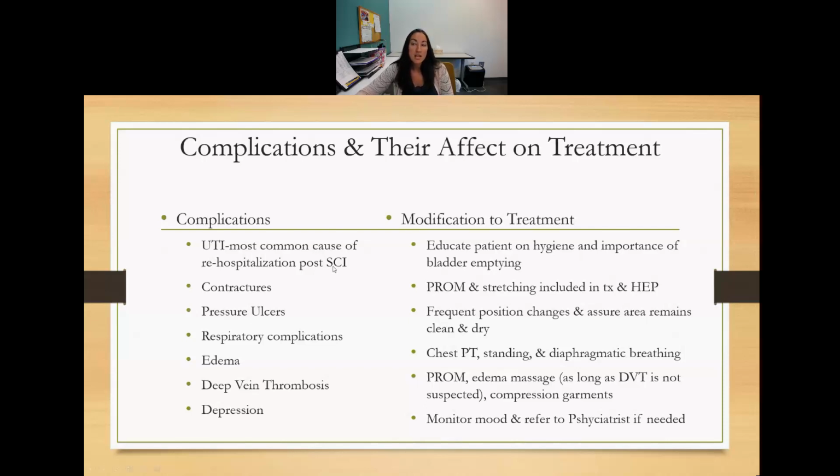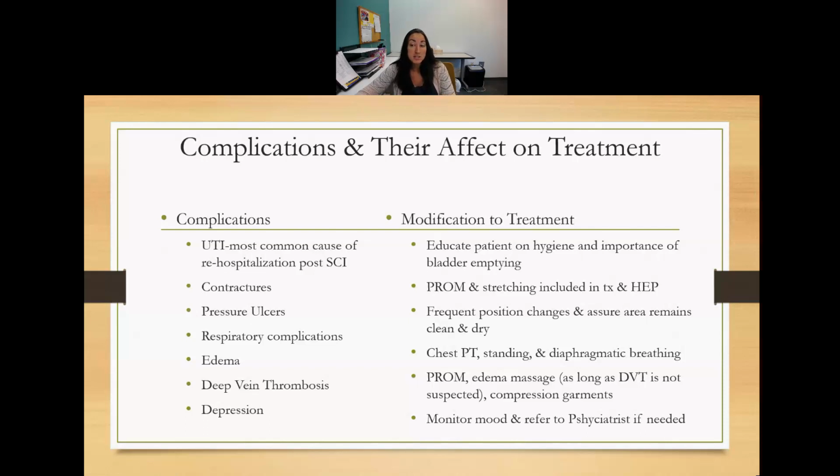Contractures, we can do passive range of motion and stretching, give them a home exercise program, and caregiver training to avoid contractures. Pressure ulcers, we already know. Position changes are key every 2 hours if they're laying, every 15 minutes if they're sitting.